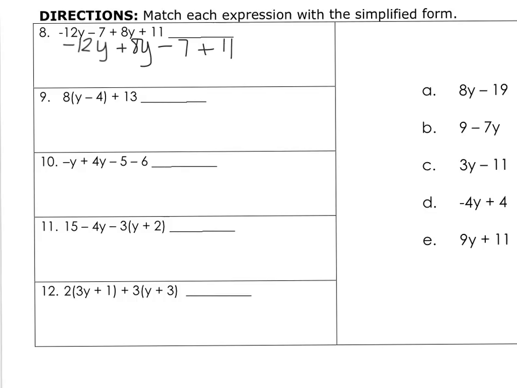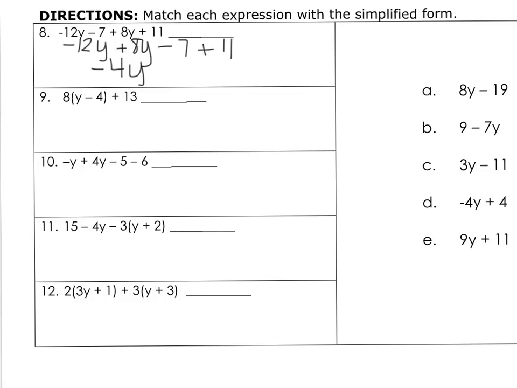Now we'll just handle it bit by bit. Our like terms are negative 12y plus 8y. Put that in your calculator. Negative 12 plus 8 should give you negative 4y. And again, all of you are very aware that's a negative 7 plus 11. Put that into your calculator. Negative 7 plus 11.